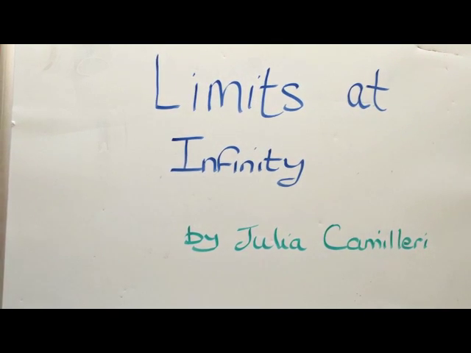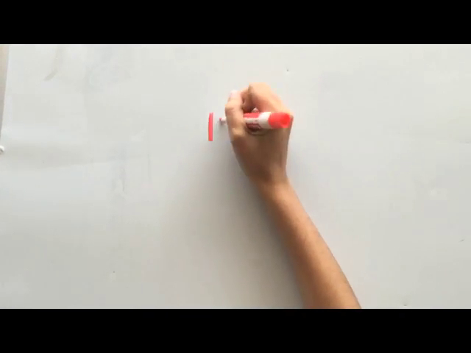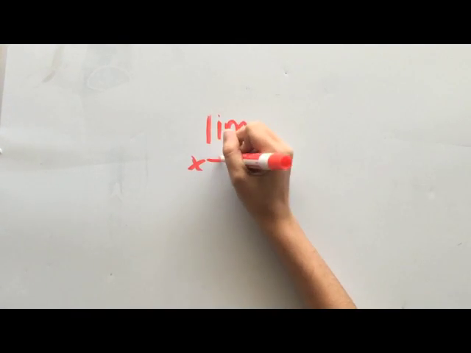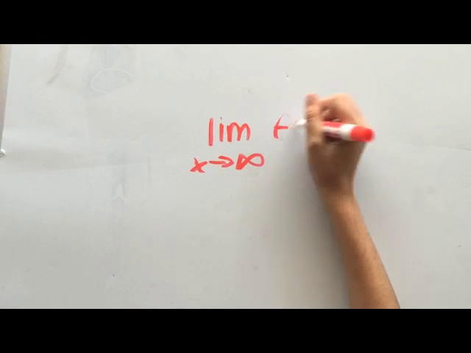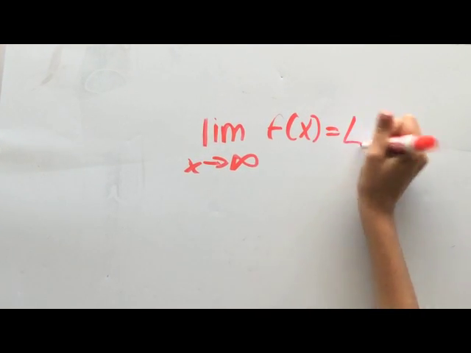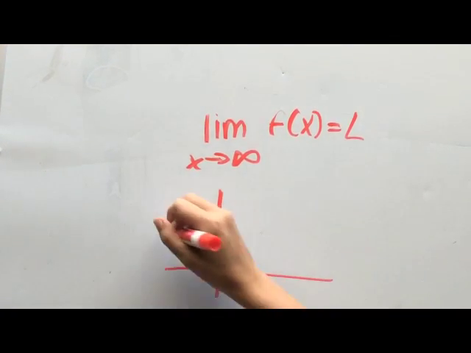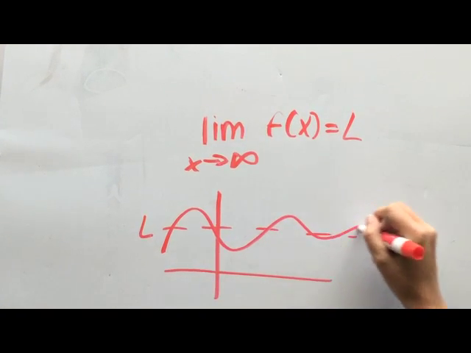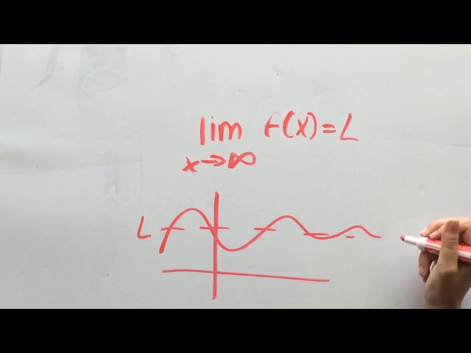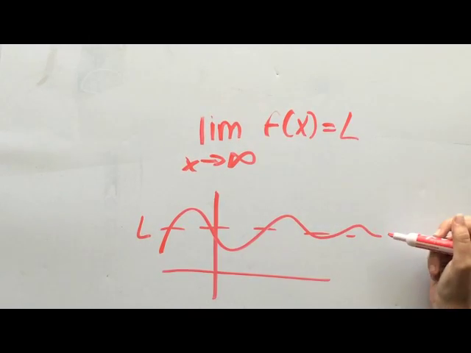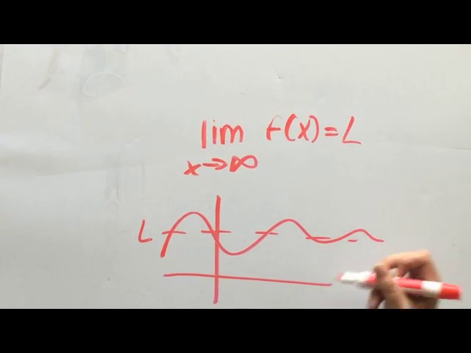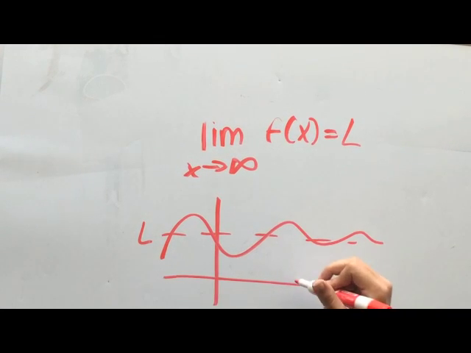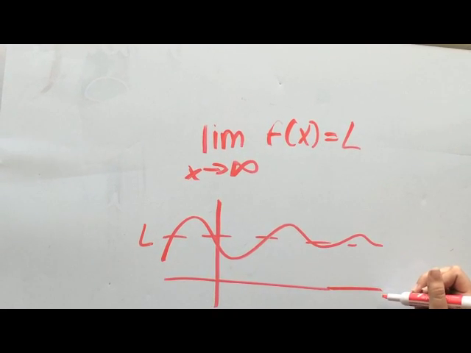Today we will be covering limits at infinity. So what is a limit at infinity? A limit at infinity is defined by the limit as x approaches infinity of f of x equals L. So the values of f of x are getting arbitrarily close to L, the horizontal asymptote, as the values on the x-axis are getting larger.